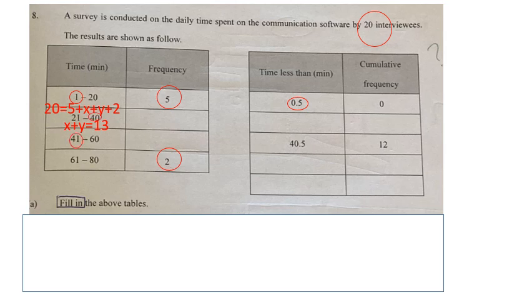So let's look at the table on the left hand side. The third row from 41 to 60 minutes, and also the second row from 21 to 40 minutes. You will see that the time ends in the second row is 40. The time start at the third row is 41. From 40 to 41, we write the time less than 40.5.